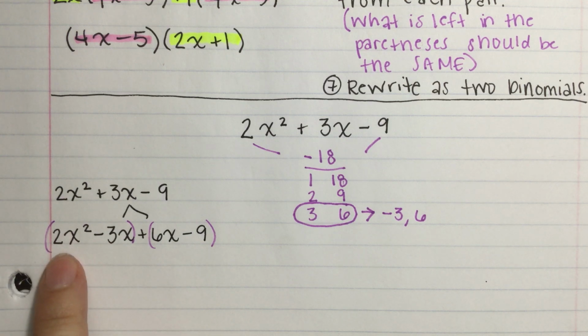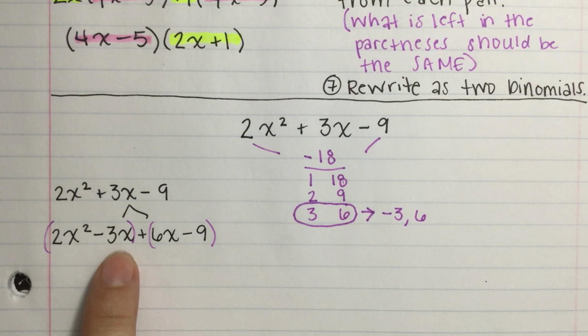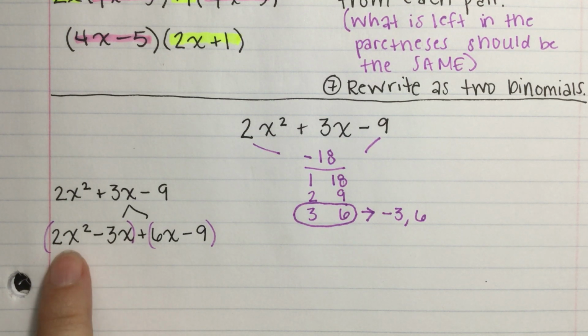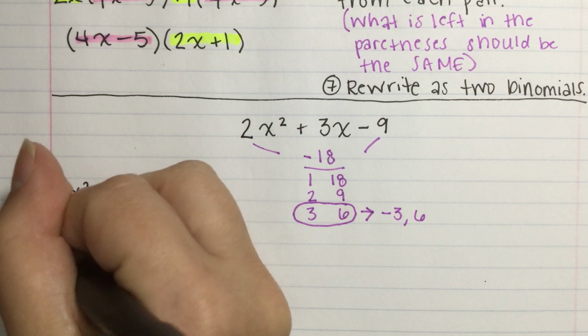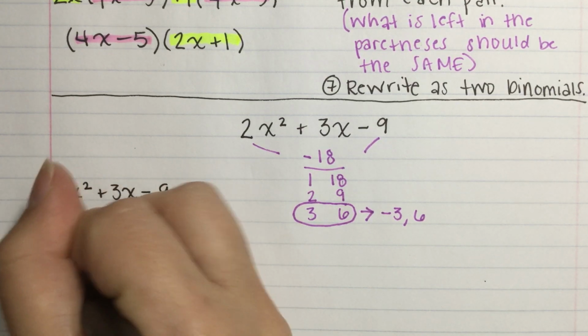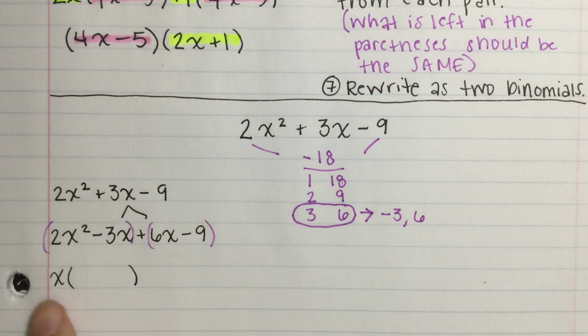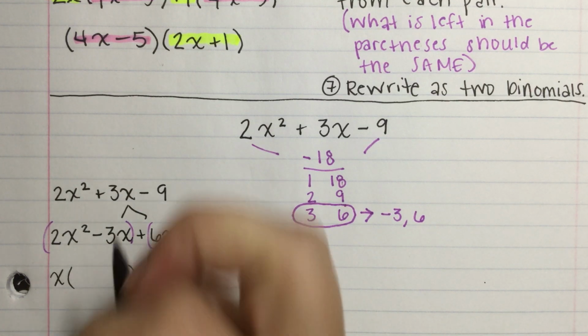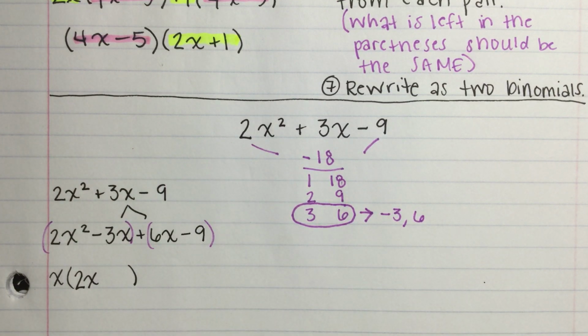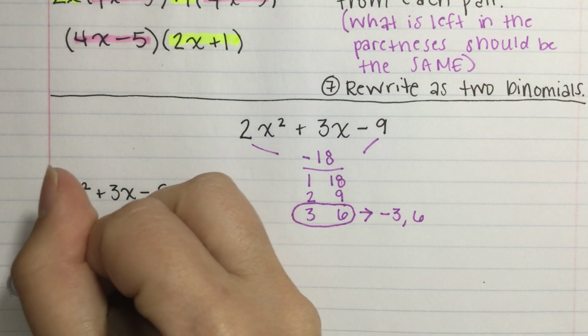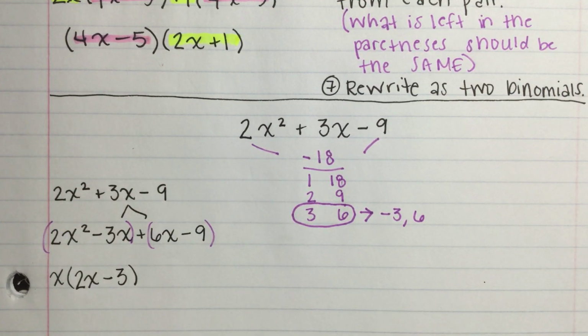Now, looking at 2x squared and 3x, they don't have a number in common, but they do have a letter. They both have an x that you can factor out. So my greatest common factor for that expression is going to be x. If I factor out or divide out x from 2x squared, I'm going to have 2x left. If I factor out x from negative 3x, I'm going to have negative 3 left.